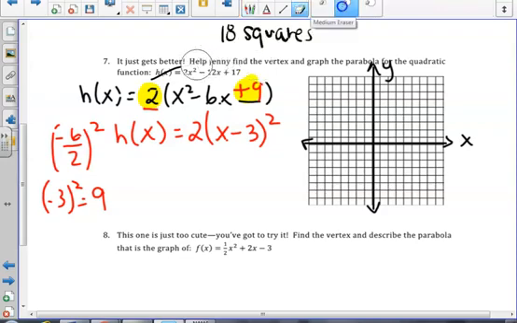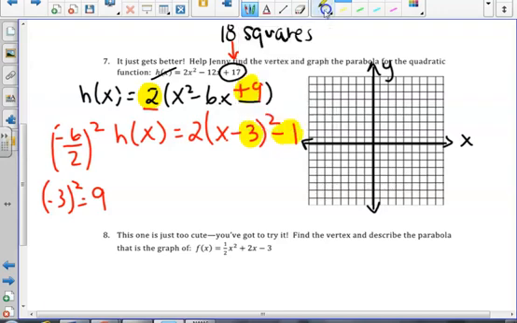According to the question, we only wanted to have 17 little squares. If we recall, when we complete the square, we will have to subtract 1 on the end as our k value in order to get from 18 squares to 17 squares. The vertex in this case is 3, negative 1.